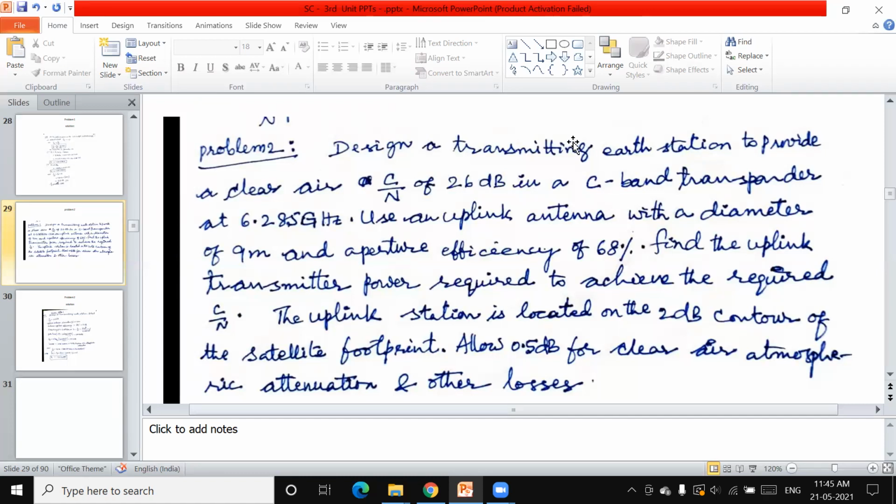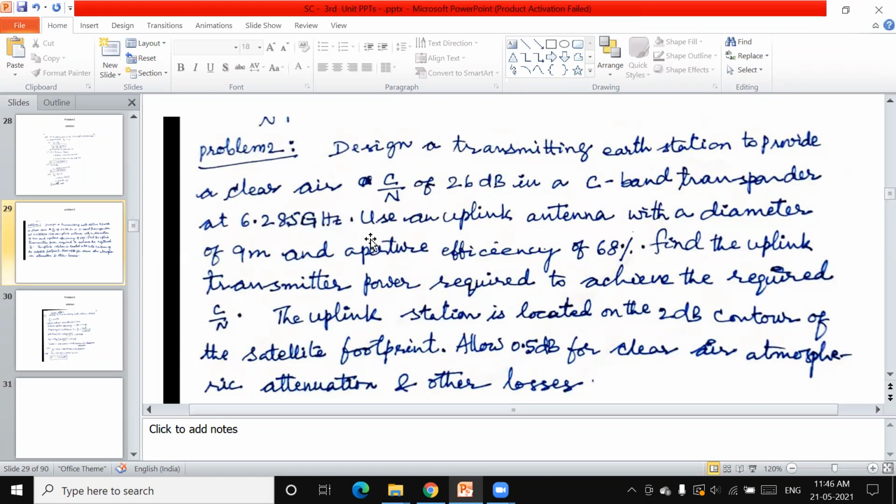So to design the earth station, the C by N ratio should be 26 dB. So now he has given that for the transmitting earth station the C by N should be 26 dB. That's what: design a transmitting earth station to provide a clear air C by N of 26 dB in a C-band transponder at this frequency.